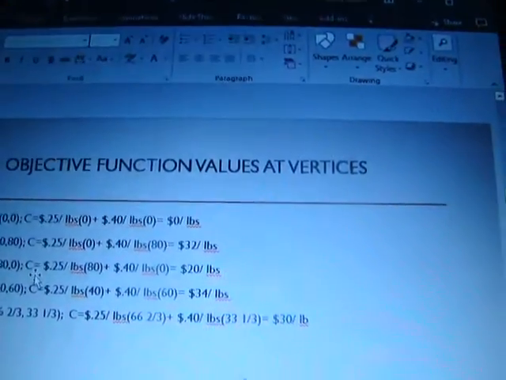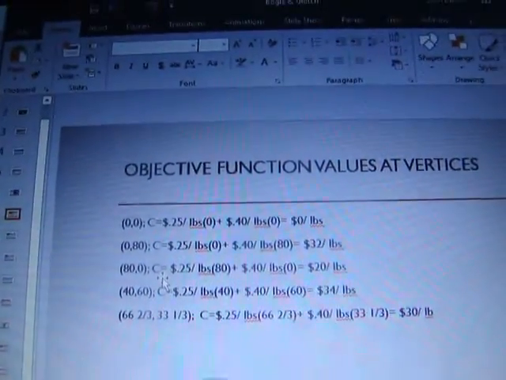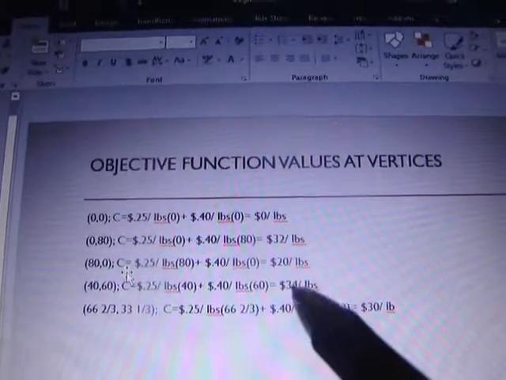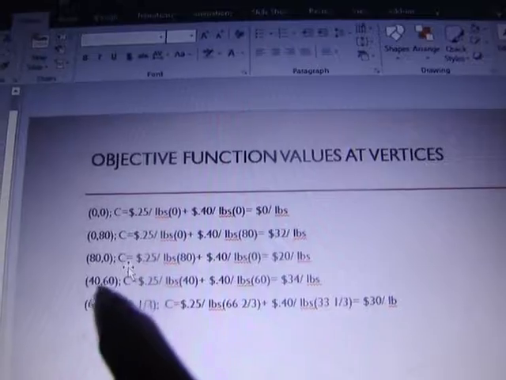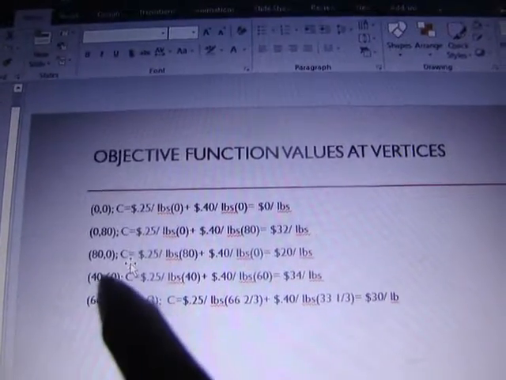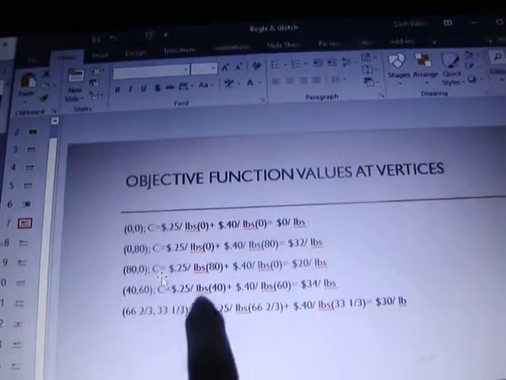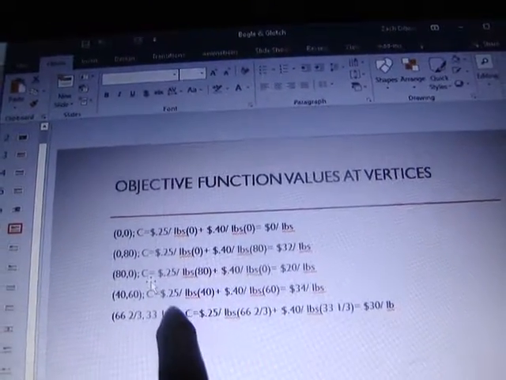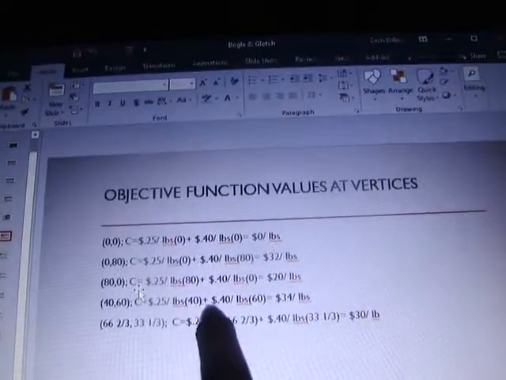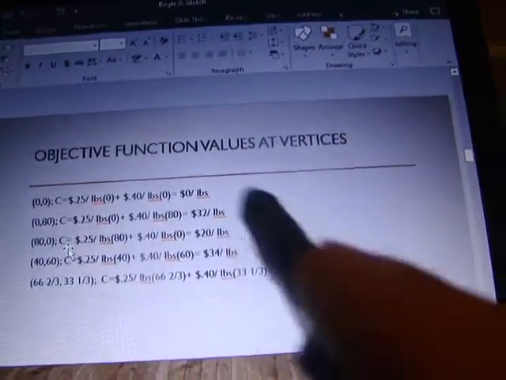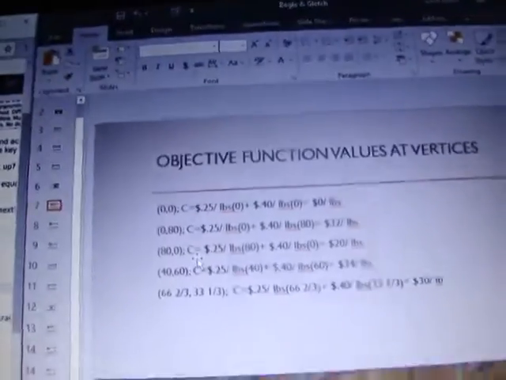So out of this, the maximum profit of the vertices, which is the points, the highest amount of money that we got was $34 per pound, which was 40 and 60, which again we talked about x and y of aluminum and copper. So it really means 40 pounds of aluminum, 60 pounds of copper. Go through the objective function of 25 cents of aluminum per pound, 40 cents of copper per pound, equals $34. That's the highest we got out of trying all these vertices.